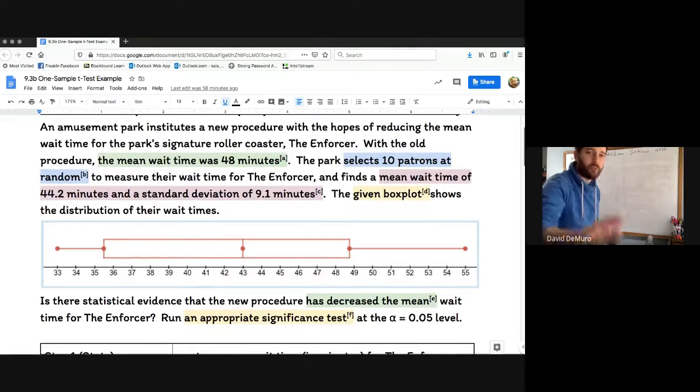Now, let's pull the important information out of this problem. We need to know what's the hypothetical mean we're testing against. Well, that would be the mean wait time that they used to have, 48 minutes. We also need to know what's our sample size. Well, that would be the 10 patrons that they selected at random. We also need to know their sample mean and standard deviation, and that would be 44.2 minutes and the standard deviation 9.1 minutes. So those are the really important pieces of information that we'll need to pull in order to run this test.